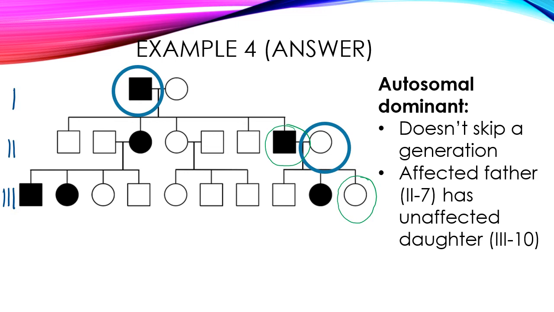Because I can see that the father has a mixture of affected and unaffected children, he's got to be a carrier. If he was homozygous dominant, then all the children would have the disease. So he must be a carrier. Then the daughter, again, I know must be heterozygous. When I look over here at the other circled individual, she is unaffected, so she must be homozygous recessive because she doesn't show the trait.